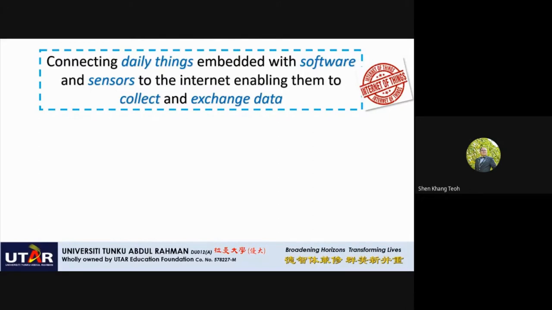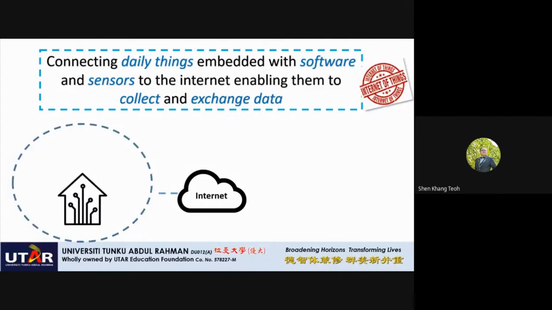These daily things can be everyday things. Let's say I have an internet platform where I can connect these things. I take the example of my house. I can connect my aircon. I can connect my lock. I can connect my light. And all these can be managed on the same platform.